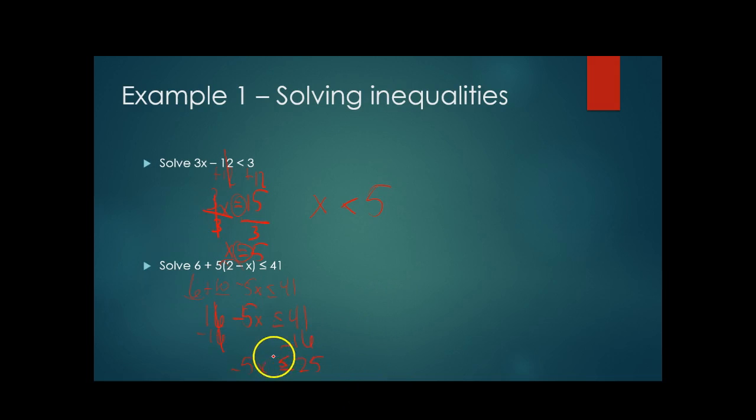And this case is one where we have to use that special rule. We divide by a negative on both sides, and so that means we flip the inequality. That means we're going to have x is greater than or equal to negative 5 as our solution set.